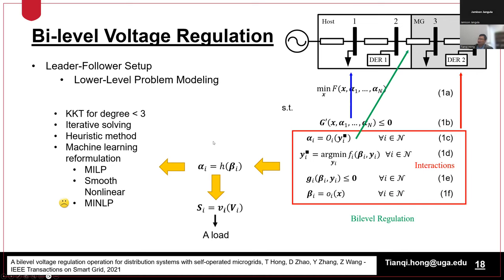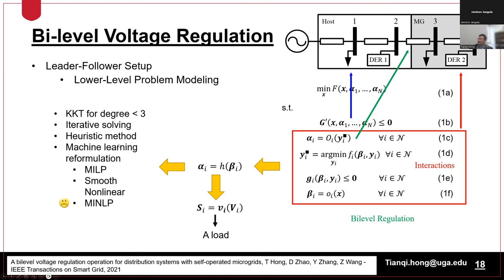And in order to solve this bilevel voltage regulation, there are many existing methods that can be adopted. The first one is the KKT method, but this method is not good for a very complex lower level problem, especially when the problem is highly nonlinear with integers involved. The second one is the iterative solving method. Generally, we solve the upper level problem and pass the parameter to the lower level problem, solve the lower level problem and pass the parameter back to the upper level problem, and repeat the process. But this kind of method normally needs a long time to solve, and sometimes it's very hard to converge. The third one is the heuristic searching method.